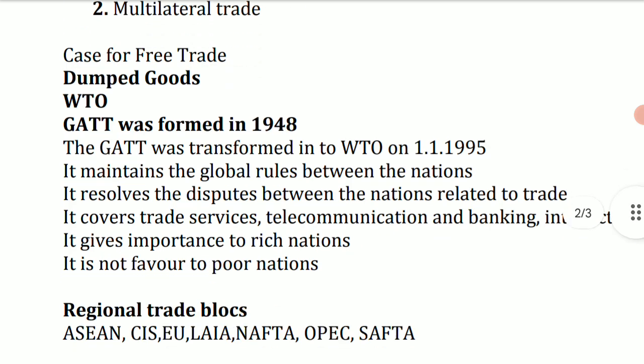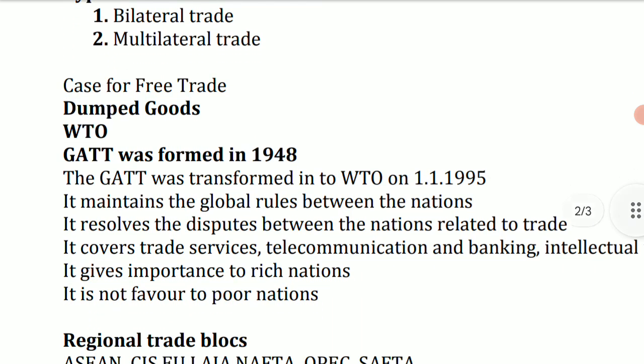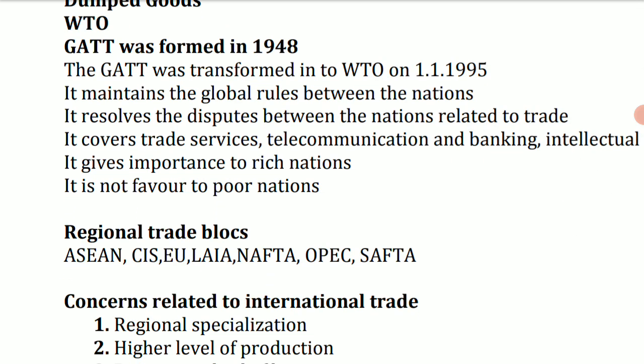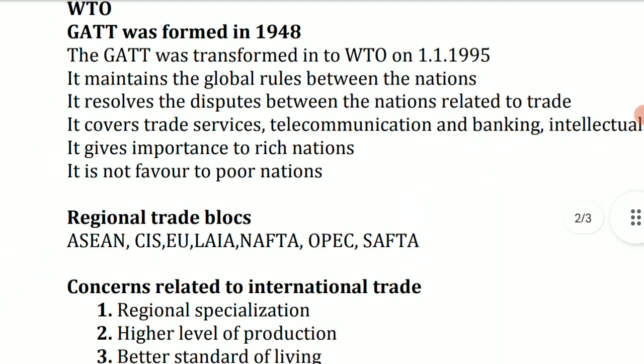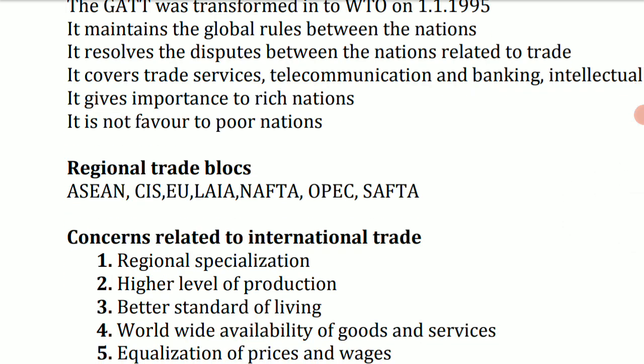As the name suggests, it is very clear. Then we have free trade. In free trade, products are dumped by one country on another. Then we have the WTO. GATT was formed in 1948, one year after our independence. GATT was transformed into the WTO on 1/1/1995. It maintains the global rules between nations, and the WTO resolves disputes between nations related to trade. The WTO covers trade in services, telecommunication and banking, and intellectual property rights. The WTO gives importance to rich nations and does not favor poor nations. That is why India and the WTO have a very hostile relationship, you can say.